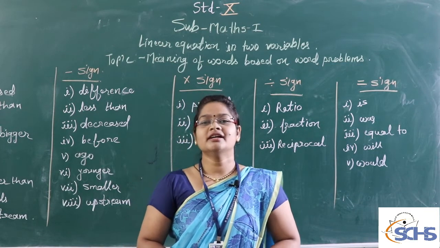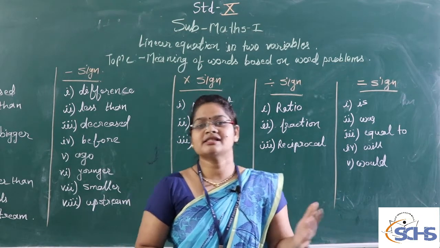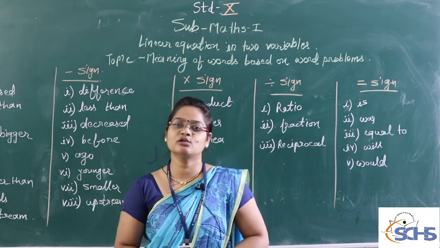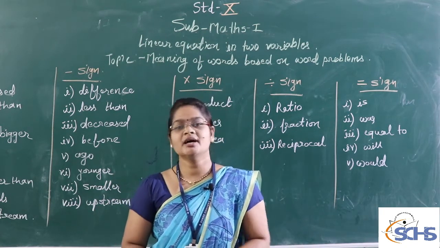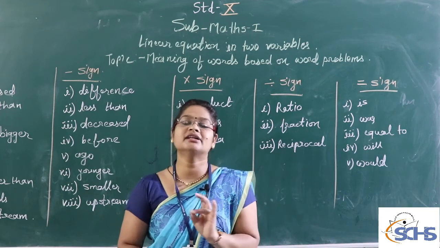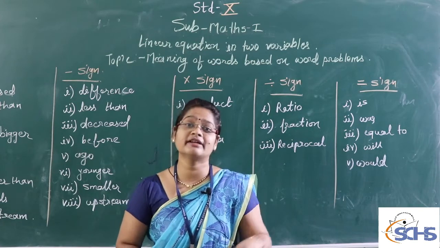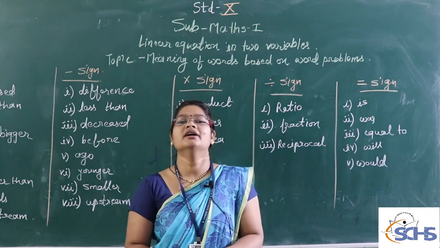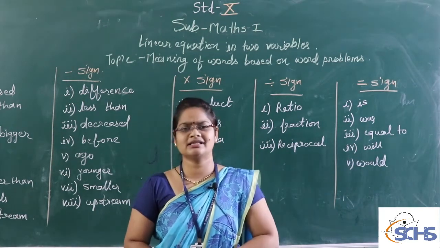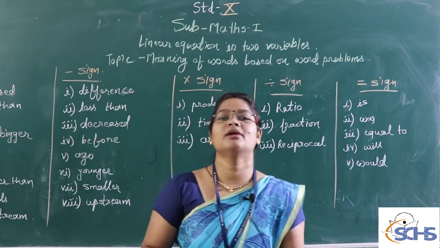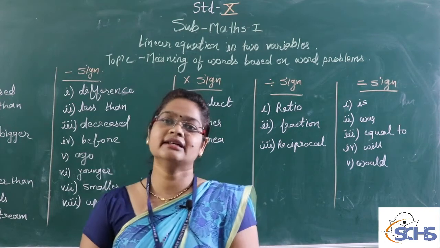Hello everyone. In previous parts of linear equations in two variables, we have seen how to find the solutions of two linear equations by the elimination method, by the graphical method, and by Cramer's rule. We have seen how to find the value of a determinant also, and the determinant method is also called Cramer's rule. Now we are going to solve the word problems which are based on linear equations.